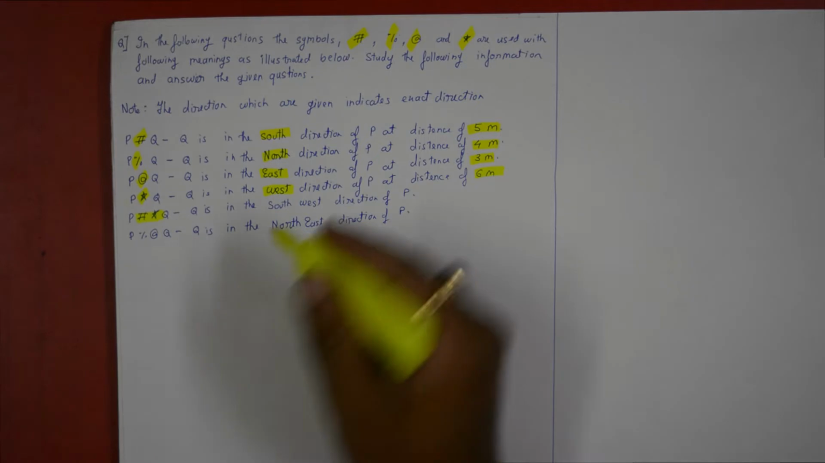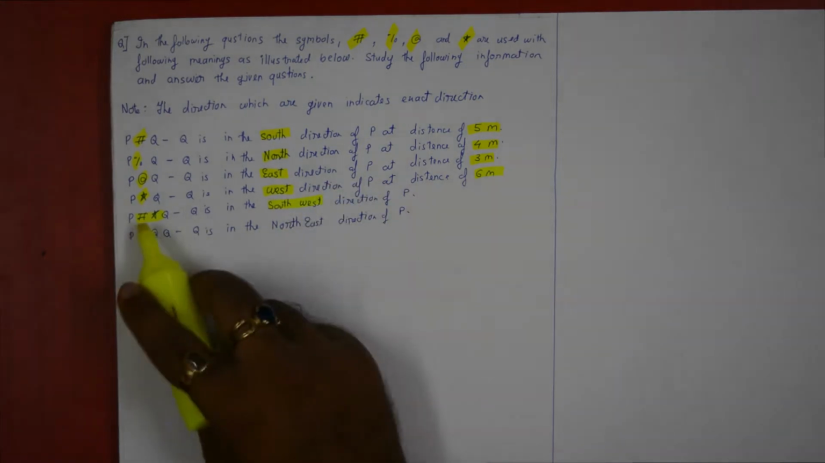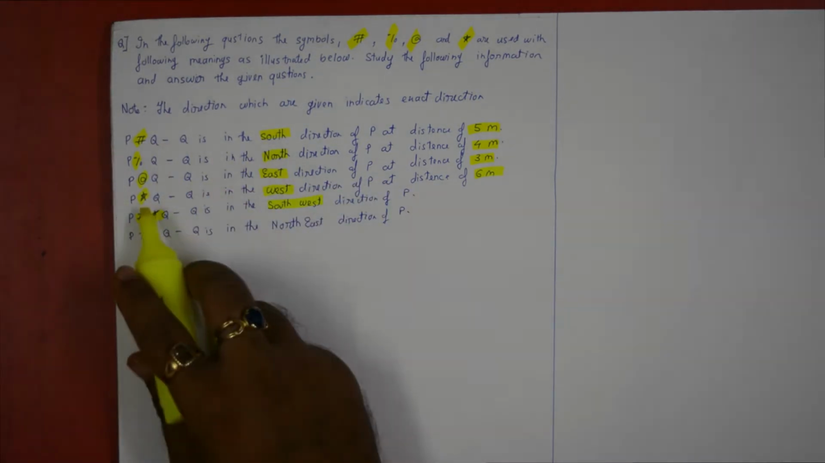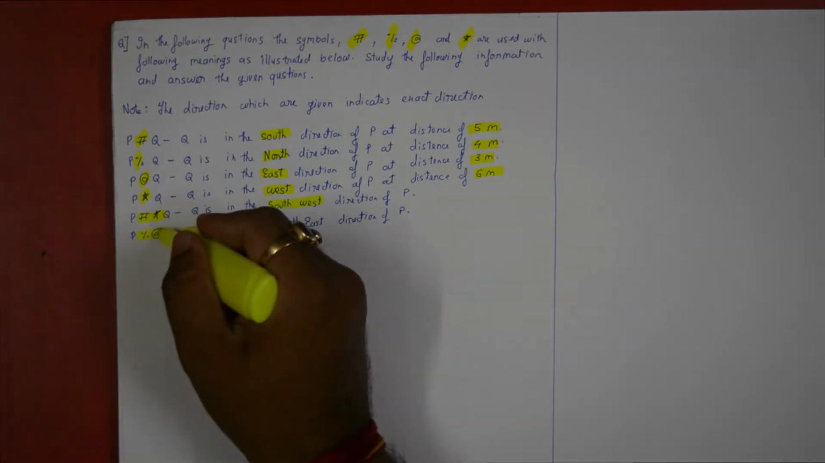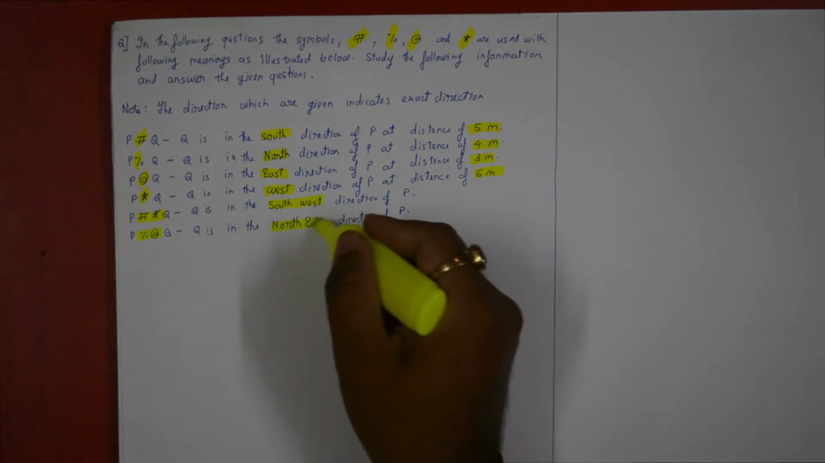If you observe here, from here on it is just a direction. Hashtag star indicates southwest direction. If you can see hashtag star, so hashtag is south, star is west, so southwest direction. And percentage at the rate indicates northwest direction.